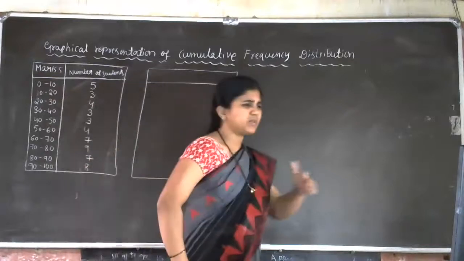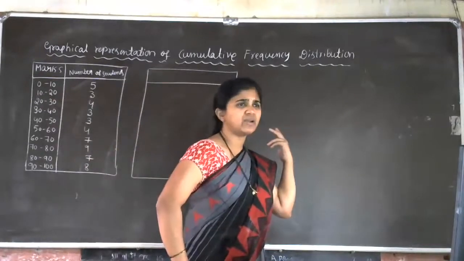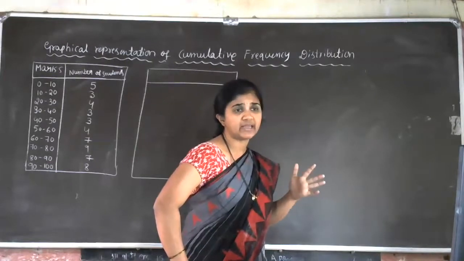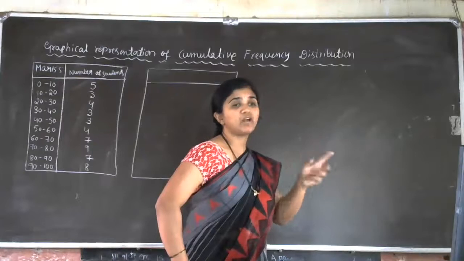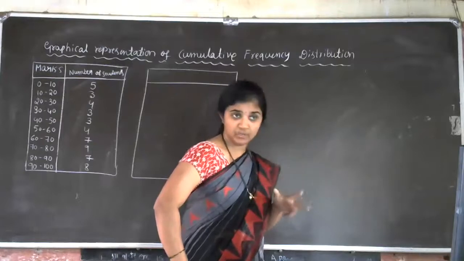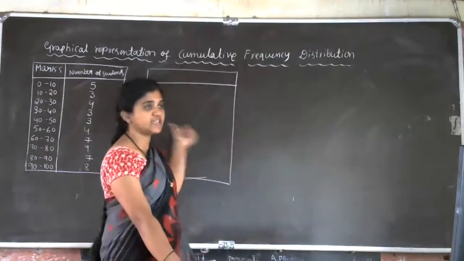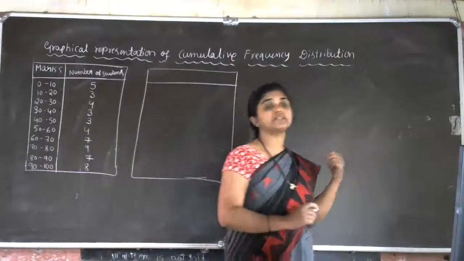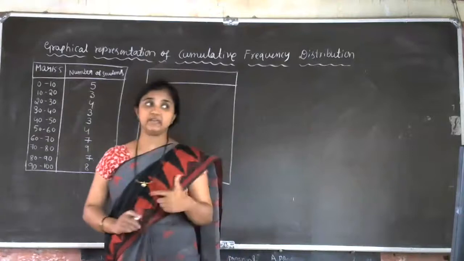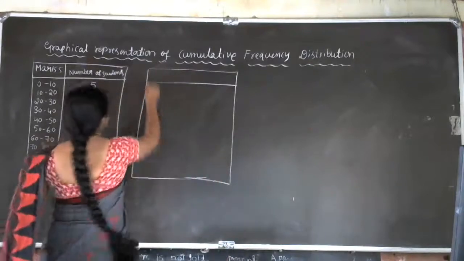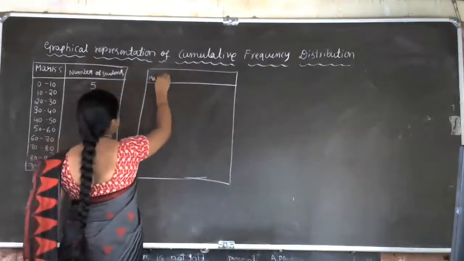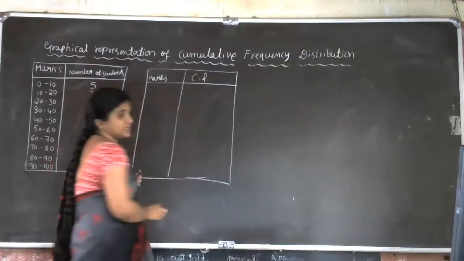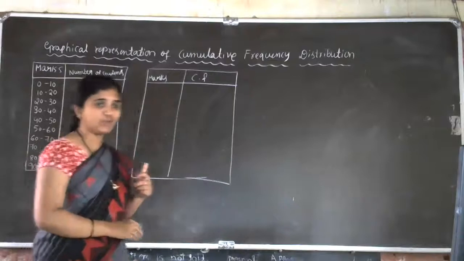So we can write the complete table on the board. That is not a big task, but I want to recall the less than type conversion one more time, because it is very important for this graphical representation of cumulative frequency. Okay, now we are going to write marks on one side, then cumulative frequency. I am going to write this as CF only, cumulative frequency.